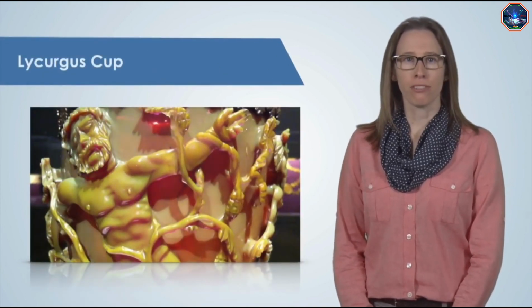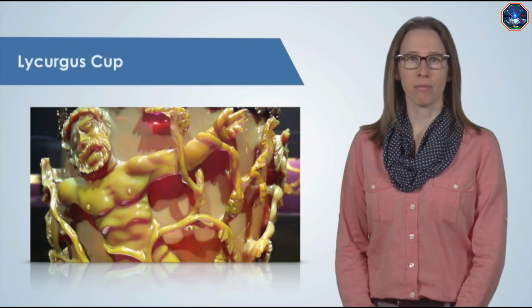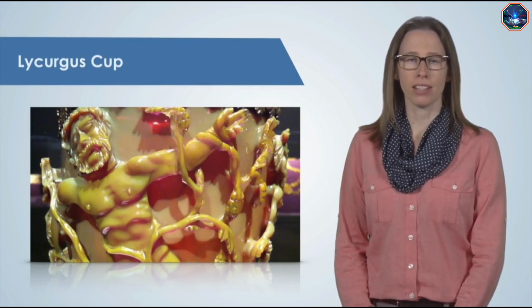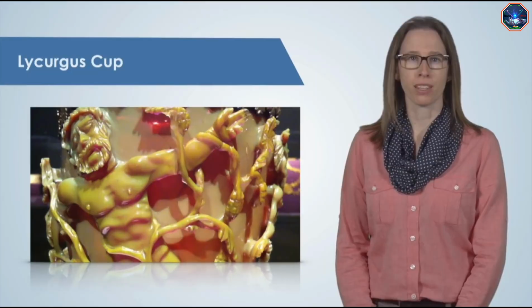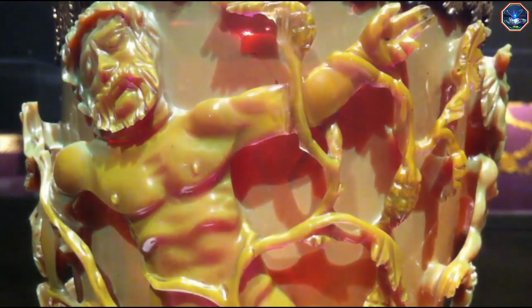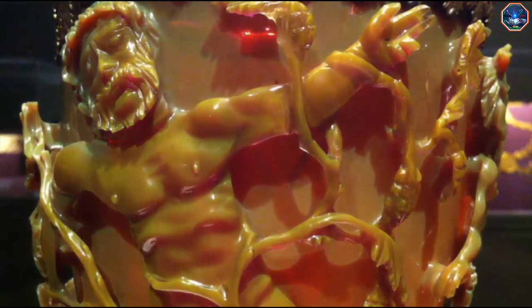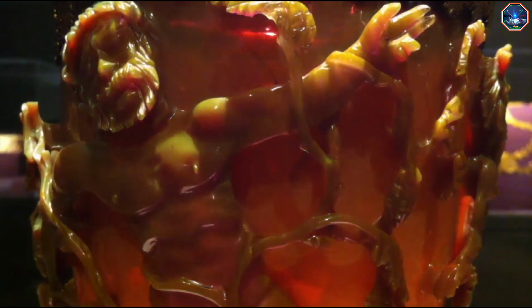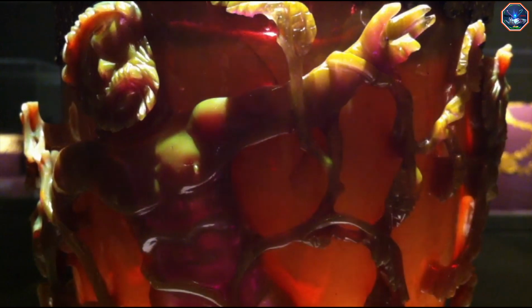The Lycurgus cup, a 4th century Roman glass cup, is another famous example of nanoparticle scattering and absorption. If the cup is lit from the front, the nanoparticles scatter green light, making the cup appear green. But if the cup is lit from behind, the nanoparticles absorb all light but red, and the cup appears to be red in color. It seems that the Romans also knew something about how light interacted with nanoparticles long before we did.